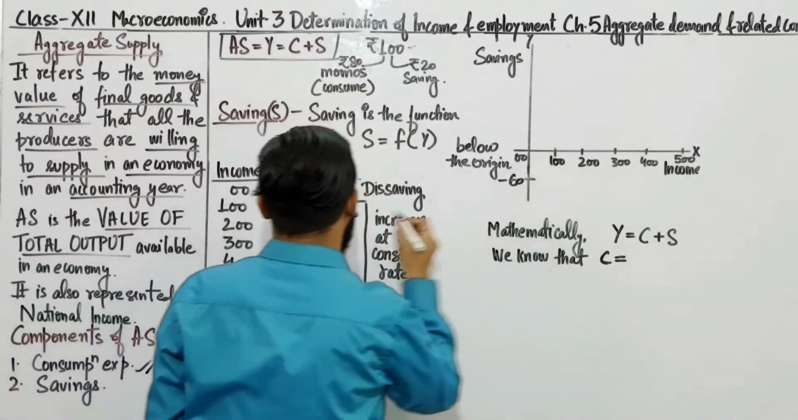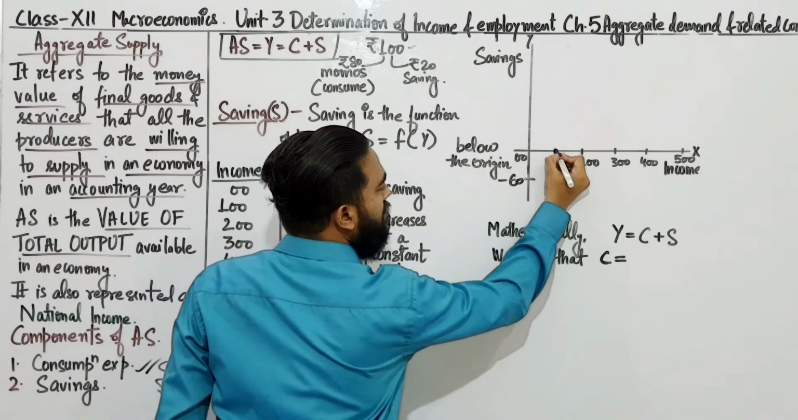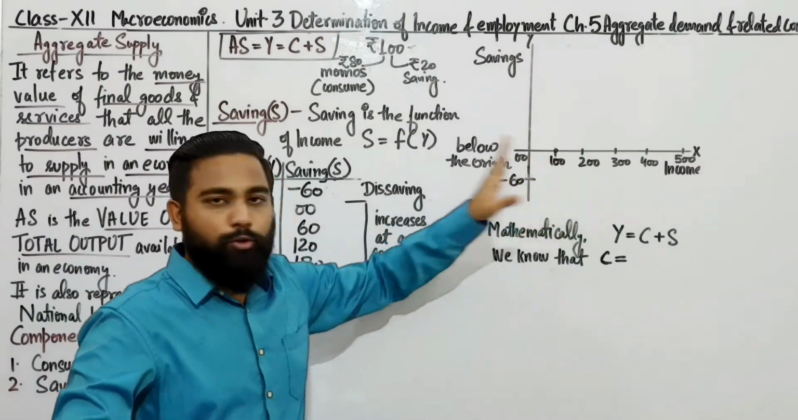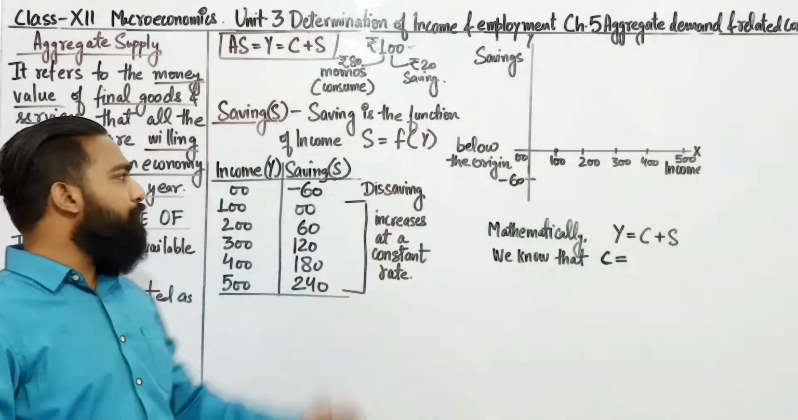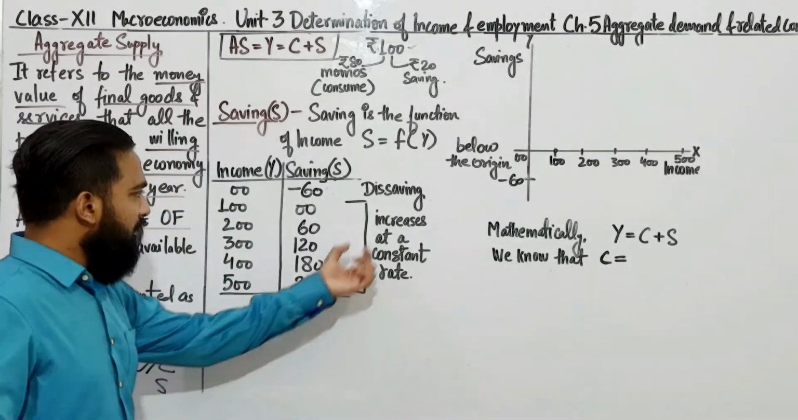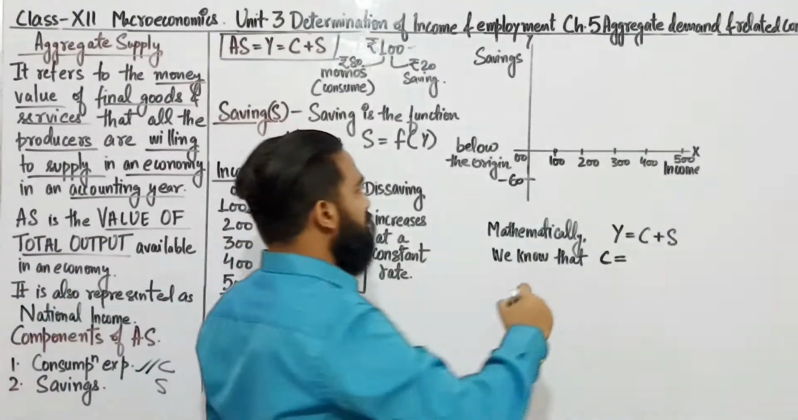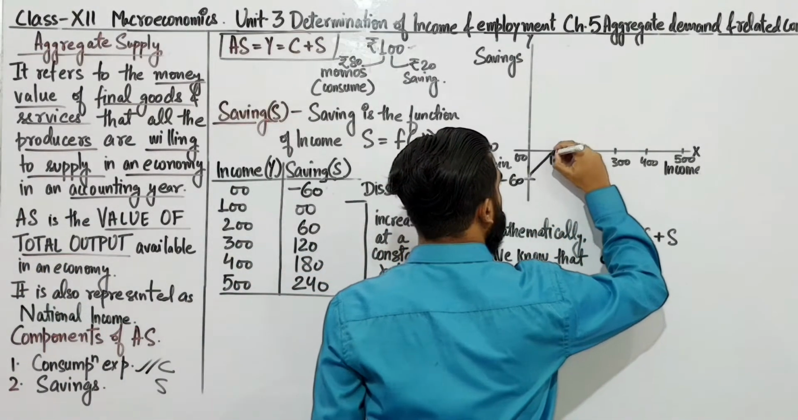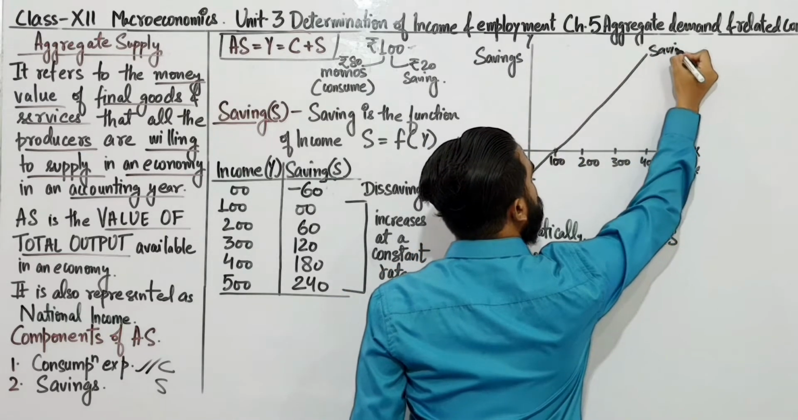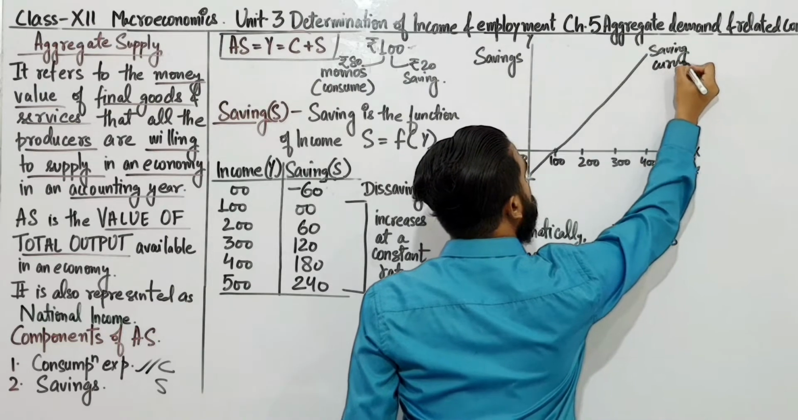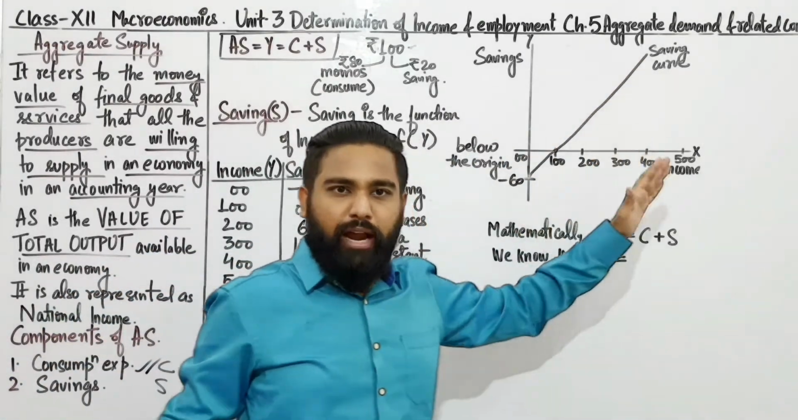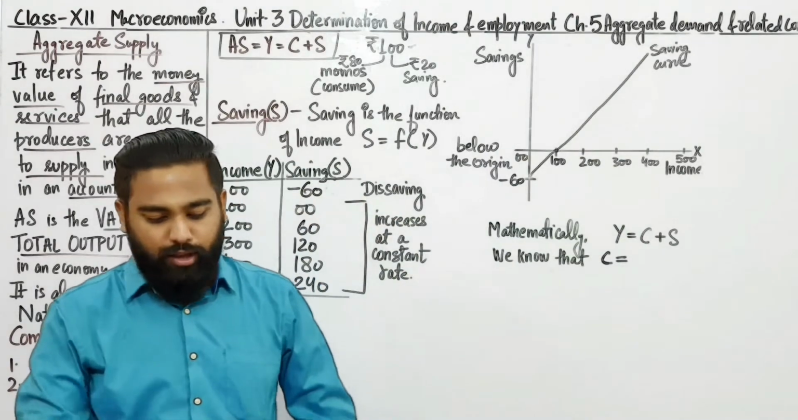Now, at 100 level of income, it was 0. So, now you need to join them, and because you already know 2 points, you just need to extend that line because the saving curve is a linear curve. It's a straight line because it increases at a constant rate. So just join them and extend them. So this is your saving curve. Fine. This will be a saving curve. This will be a straight line. Use a scale for that. Draw a straight line. This is your saving curve.